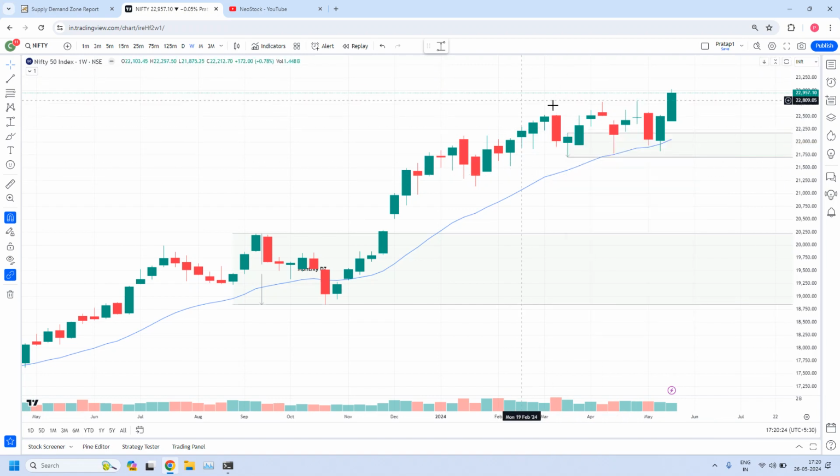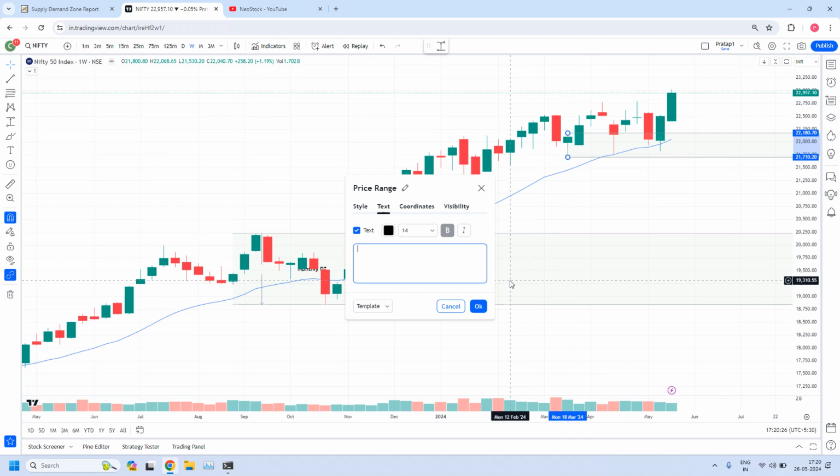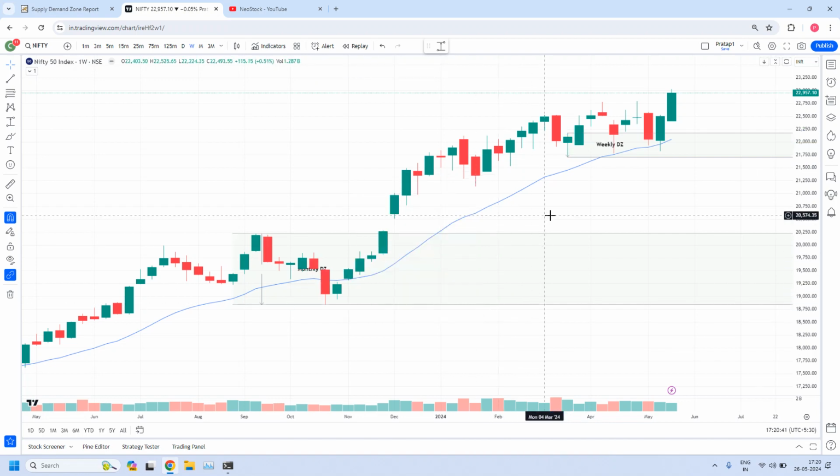And let me give the name weekly demand zone. Now let's move on to the daily time frame.